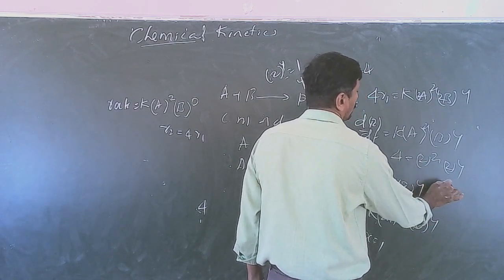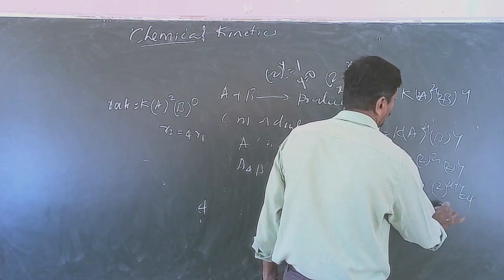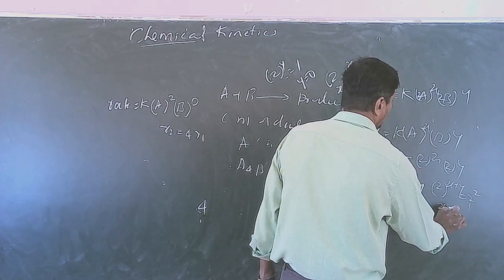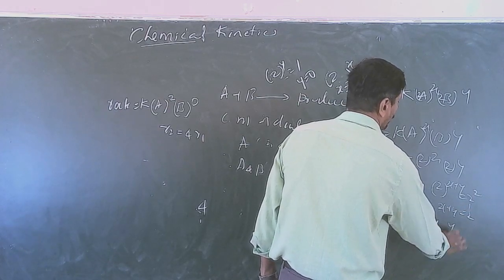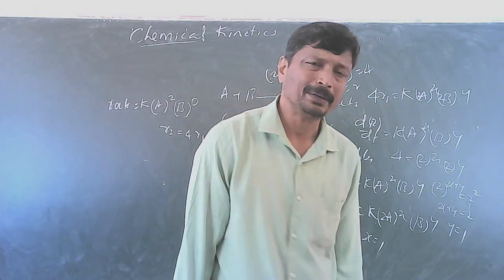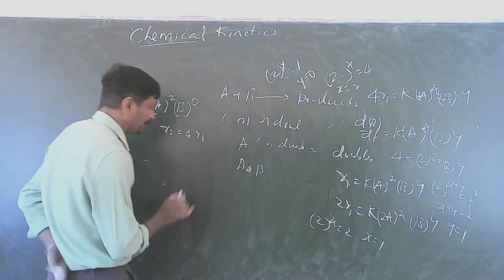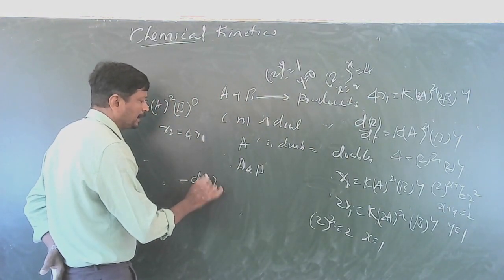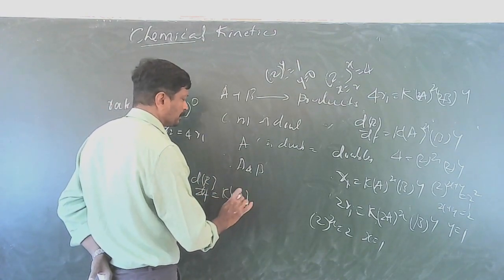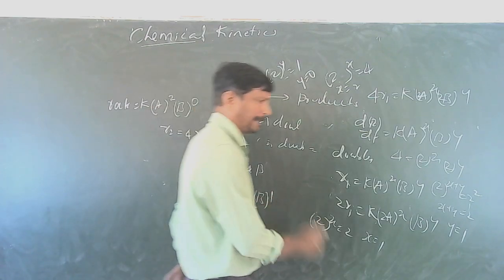Or 2 to the power of x plus y is equal to 4, or 2 to the power of 2. Or x plus y is equal to 2. Therefore, x is equal to 1, therefore y is also equal to 1. So what is the rate expression? Differential formula minus dR by dt, dR by dt is equal to k into A to the power of 1 and B to the power of 1. It's a second order reaction.